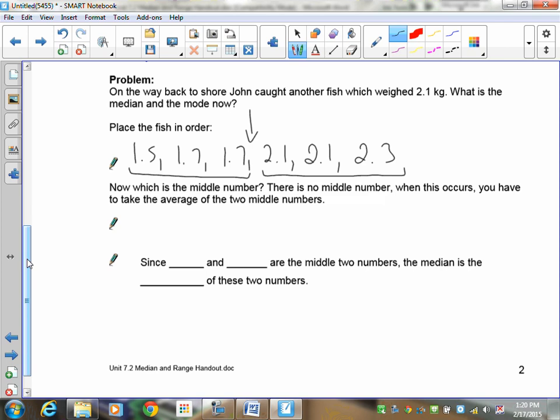So what we're going to do is take a look at the 2 middle numbers right here, 1.7 and 2.1. And we're going to calculate the midpoint by finding the mean of 1.7 and 2.1. So since 1.7 and 2.1 are the 2 middle numbers, the median is going to be the mean of these 2 numbers. Well, how do I calculate that? I'll turn your page.